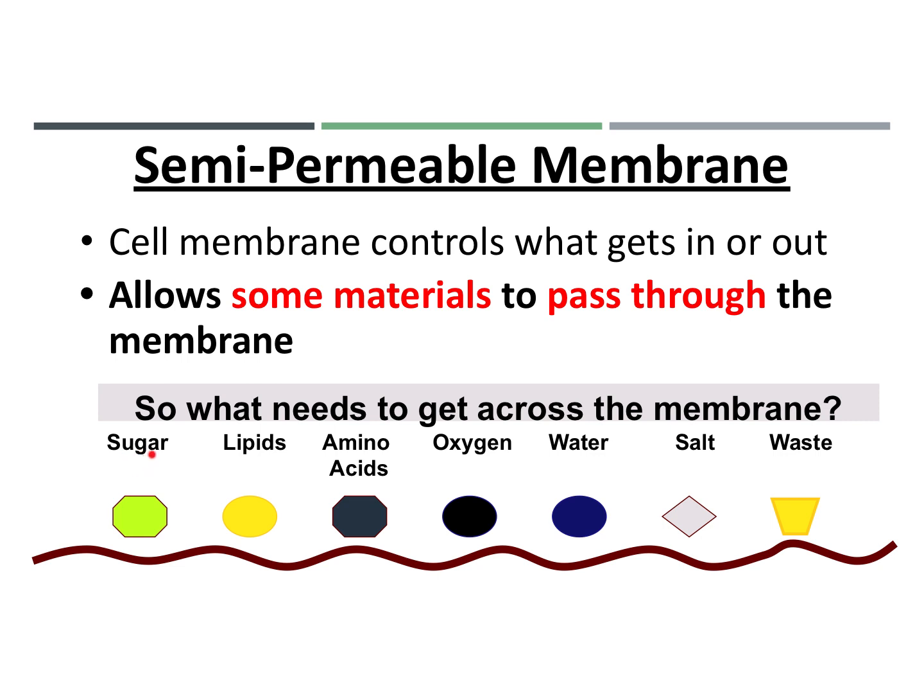Okay, so you need sugars, lipids. What are lipids again? Fat. Okay, fats, amino acids, oxygen, water, salt, and waste. So these need to get across the membrane either into the cell or out of the cell. Some of these can cross the membrane all by themselves. Others of these are going to need some help.